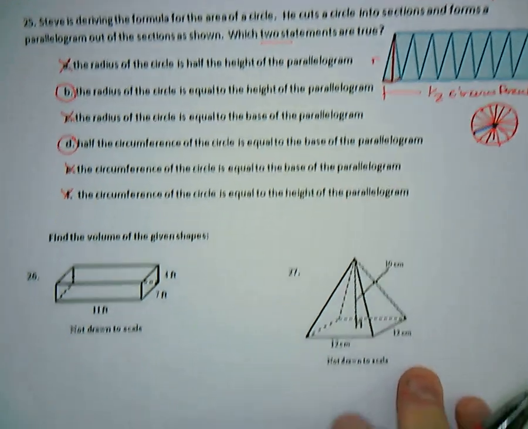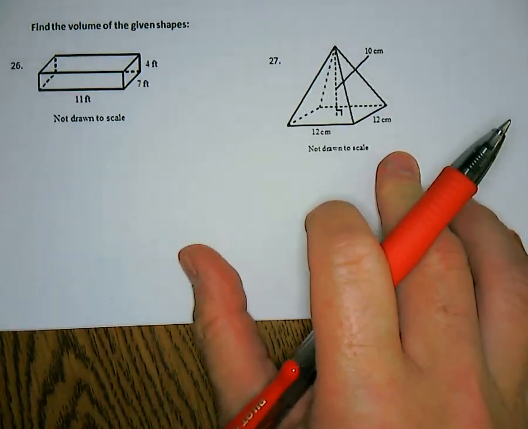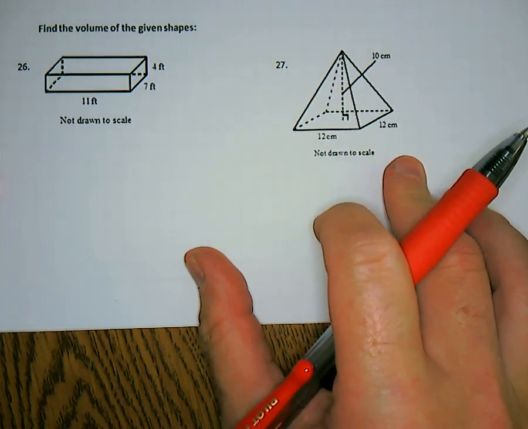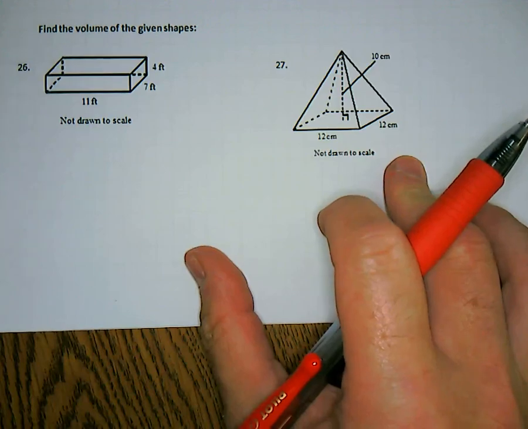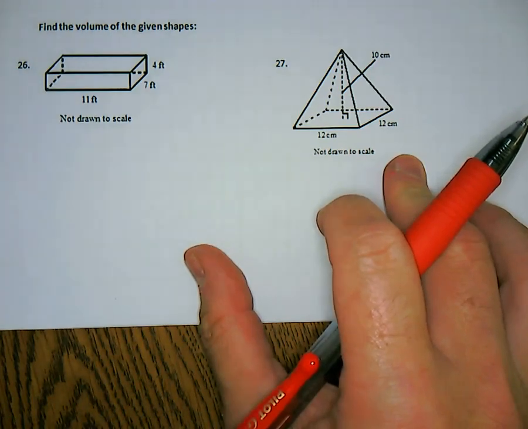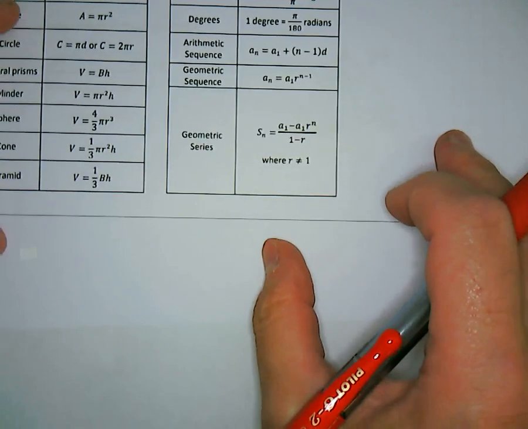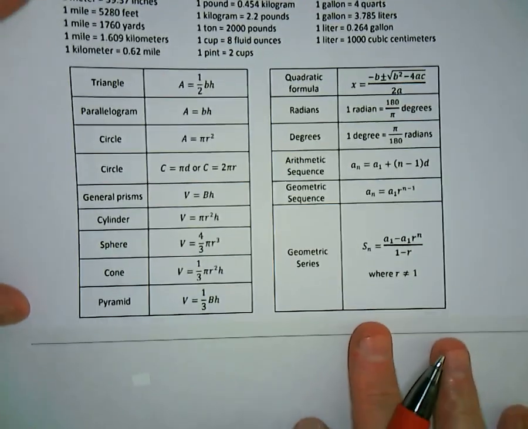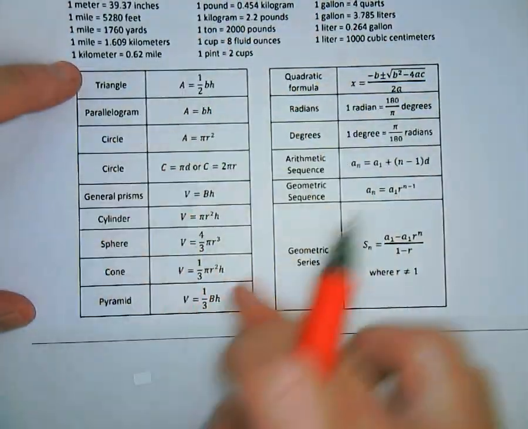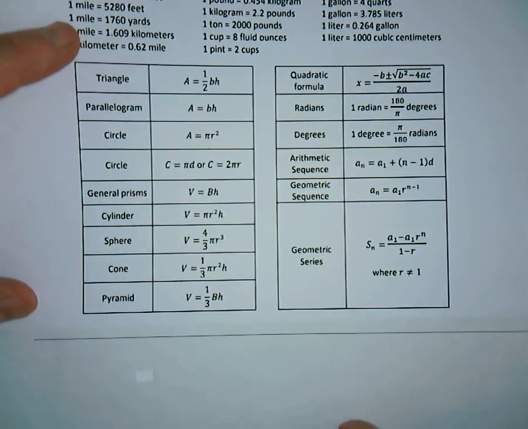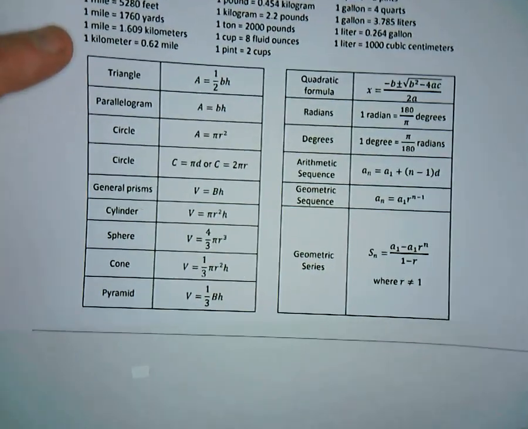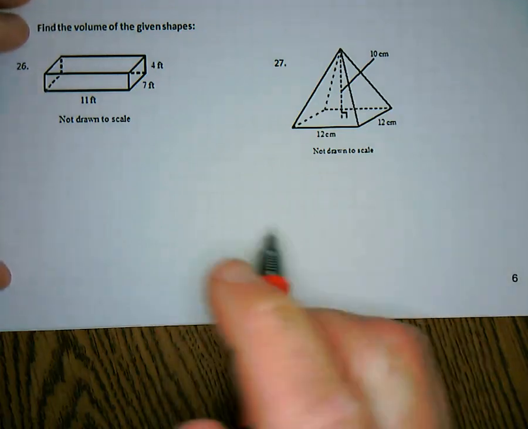All right, let's keep moving forward here. So on numbers 26, 27, find the volumes of the given shapes. Now, the volume formulas are going to be given to you on your formula sheet. The formula sheet is going to be available on the test, so they'll have the formulas that we're going to need for those, because not all the formulas that we're going to need in the entire test are on there, but these are. So let's use this.